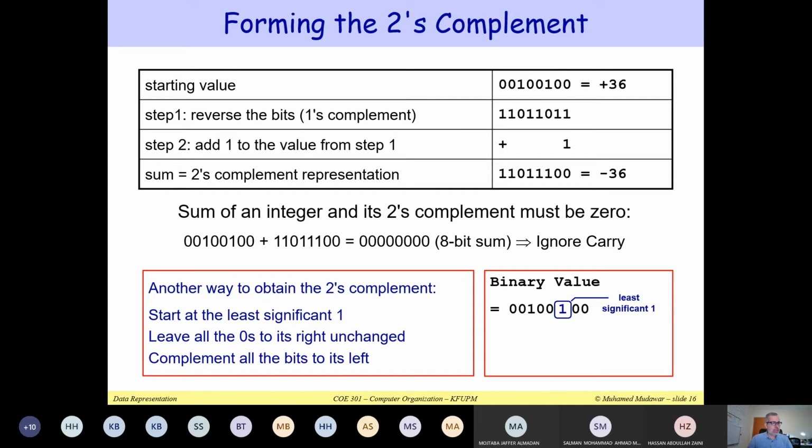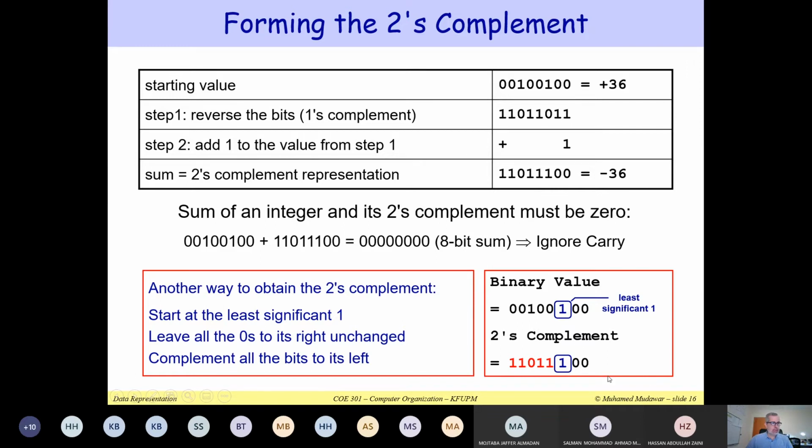And all you need to do is to complement all the bits that appear to the left of the least significant one. So if you do it like this by hand, you can obtain it very quickly. So keep the 0, 0, 1 that appear on the right. These are the least significant 2 zeros until you encounter the least significant one. Keep it 1 and take the complement of all the bits that appear to the left of this one. And this will be negative 36.